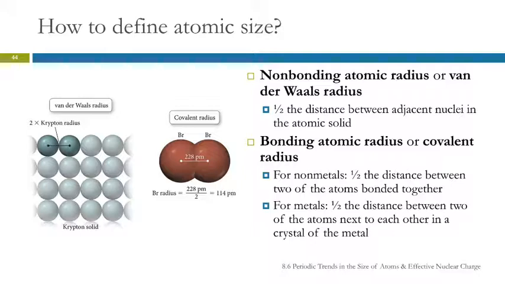We can also look at the distance between nuclei in two atoms that are covalently bonded to each other. We can see from this picture how this bromine atom and this bromine atom kind of overlap into each other, right? And so the distance here between this bromine nucleus and the next one is smaller than if we were looking at the atoms in their solid state. But we can measure that distance. It's just the distance between the two nuclei. Divide that by 2, and we're going to call that the radius of a bromine atom. But that's a covalent radius or a bonding atomic radius. That's always going to be smaller than the non-bonding van der Waals radius.